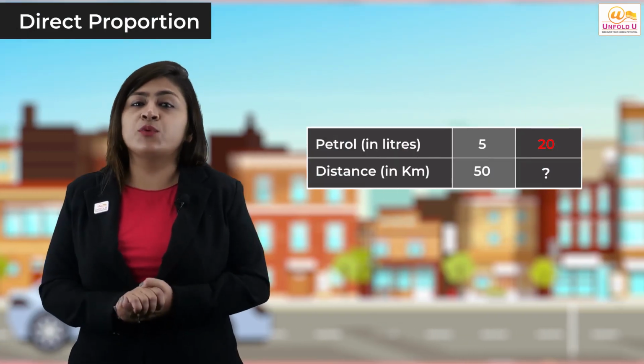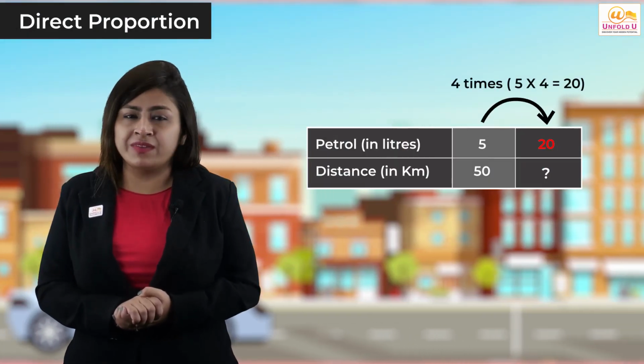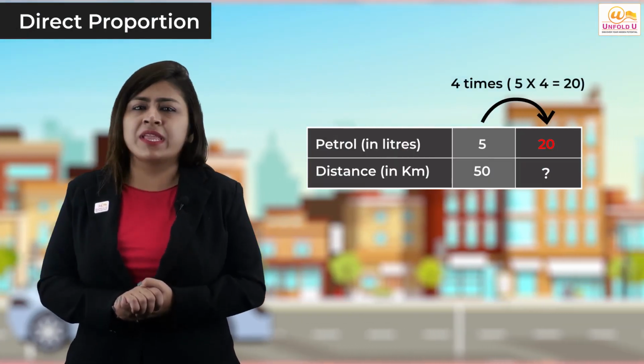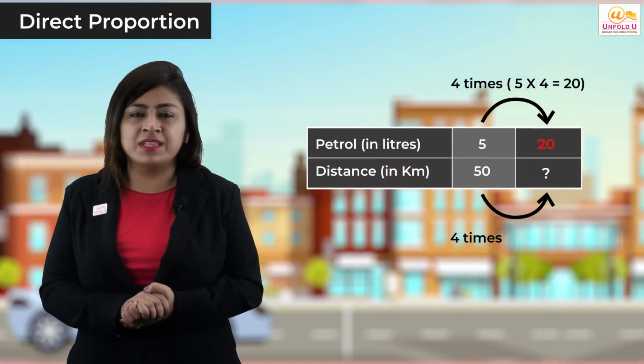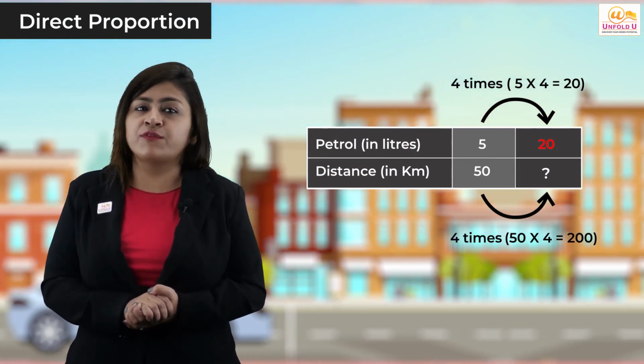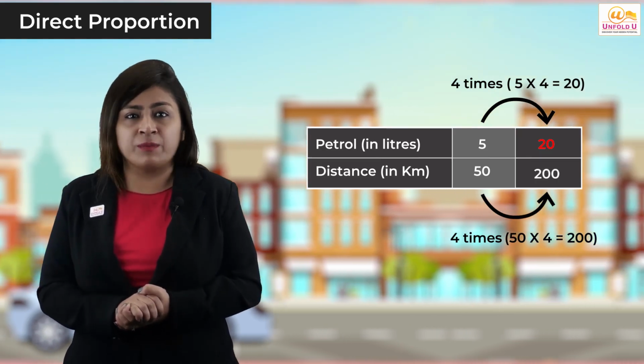You see here that 20 liters is 4 times 5 liters. So if the petrol amount increases 4 times, the distance shall also increase 4 times. Hence, the required distance is 50 into 4, which is 200 kilometers.